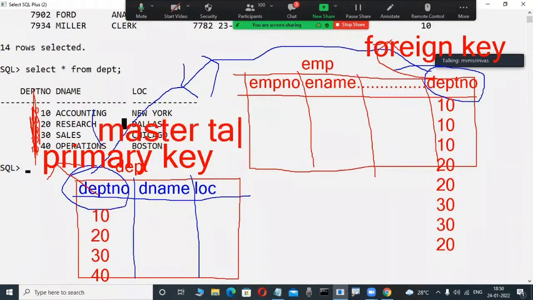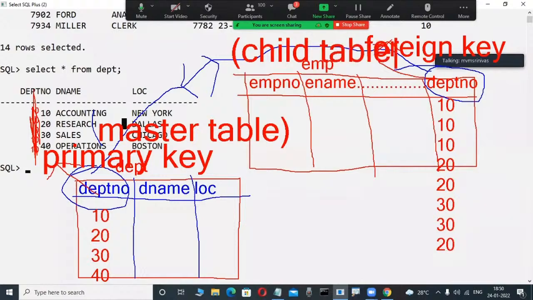That's why the table where the primary key is available is called the master table. The table where the foreign key is available is also called a child table or detail table. Why, on the project side, are we establishing relationships between tables, with primary key, foreign key, and unique key? So many things are there, don't worry.